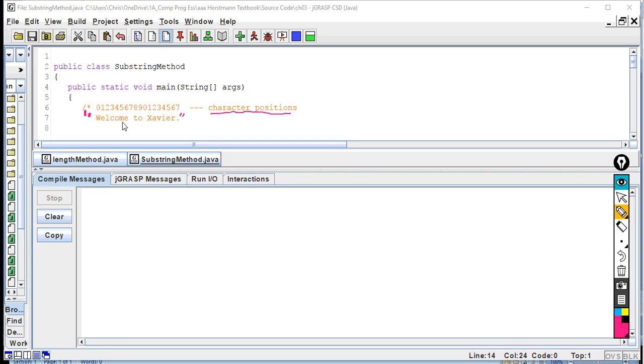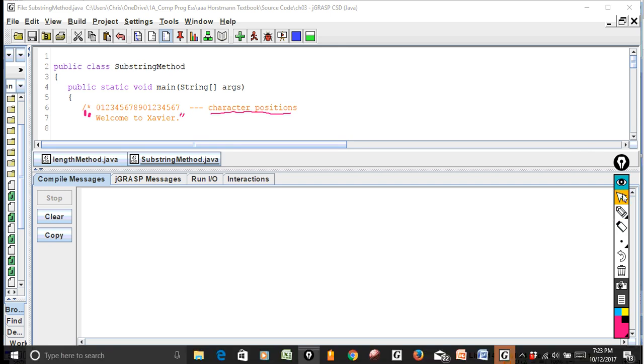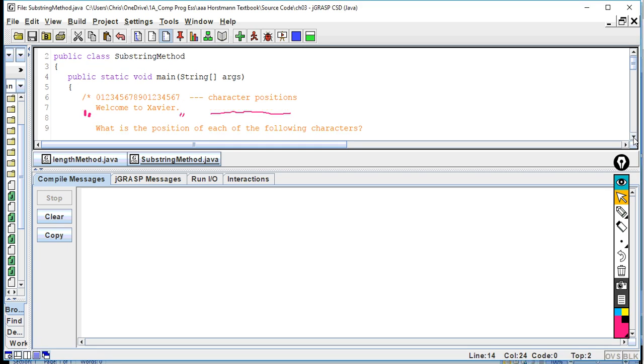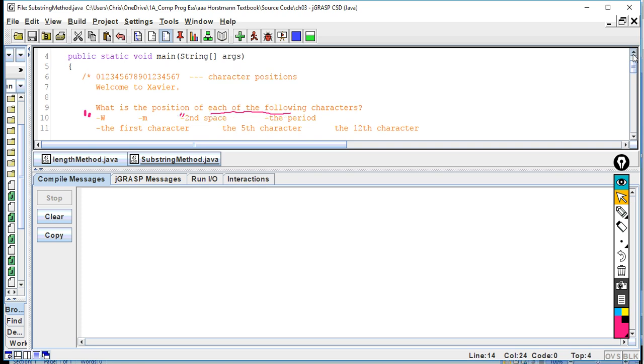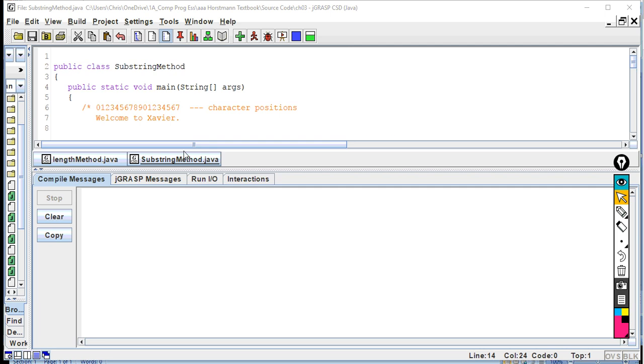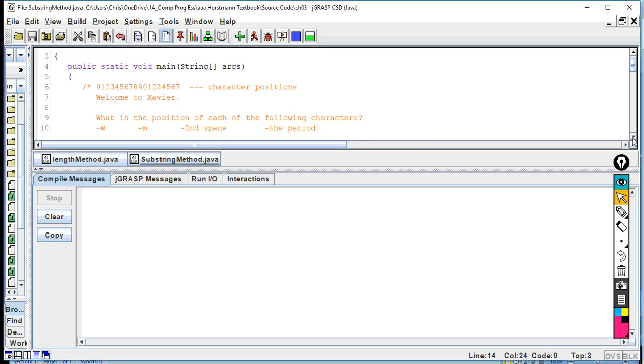Alright, these numbers tell which position each letter or each space or each character is in. And this will be very important as you move on in Java and start using this method, the substring method. So the question is, what is the position of each character? Man, this thing is just not cooperating here.